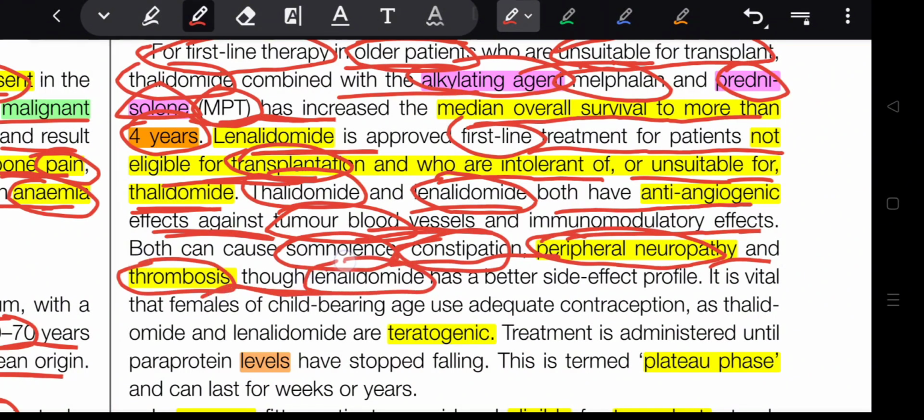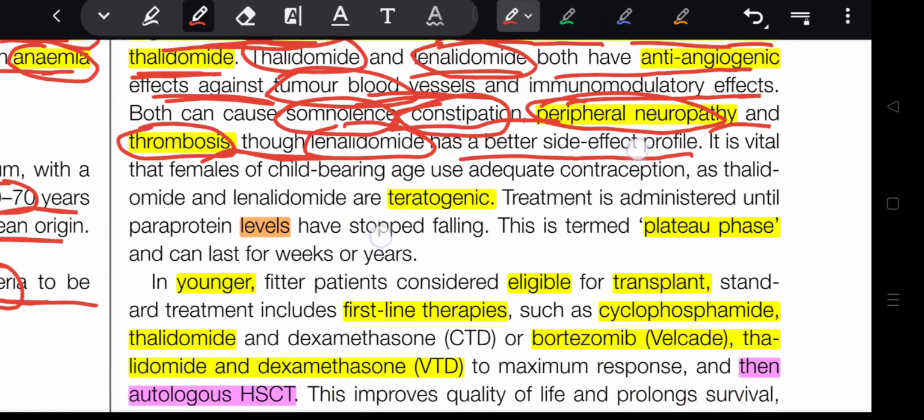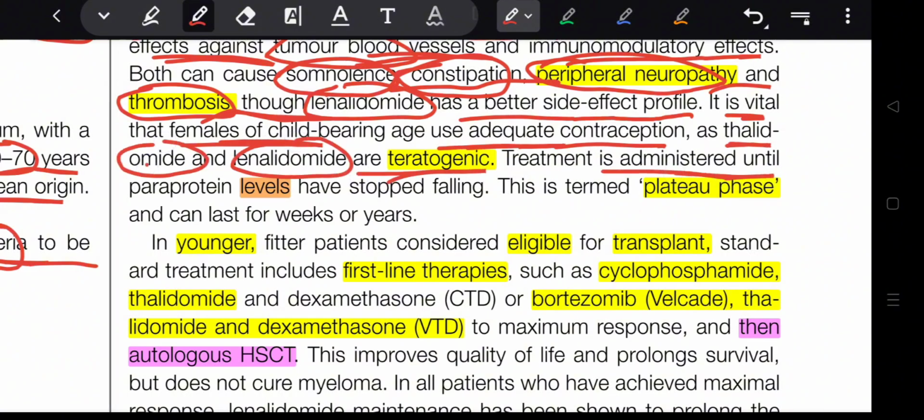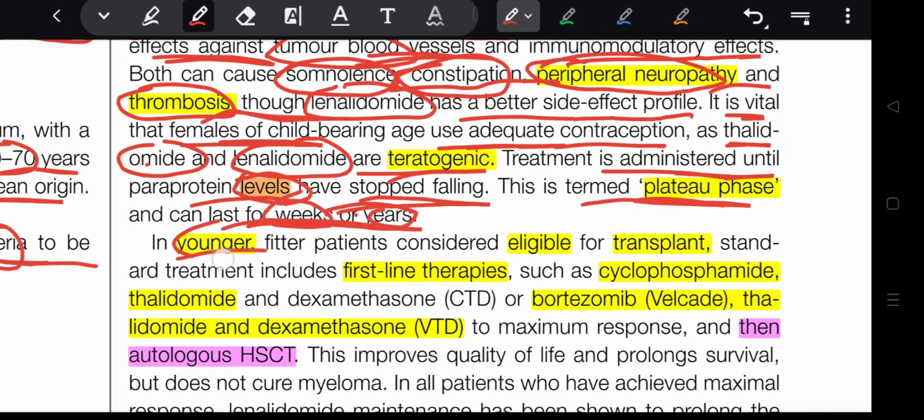Though lenalidomide has a better side effect profile, it is vital that females of childbearing age use adequate contraception, as thalidomide and lenalidomide are teratogenic. Treatment is administered until the paraprotein level has stopped falling. This is termed the plateau phase. It can last for 2 to 4 years.